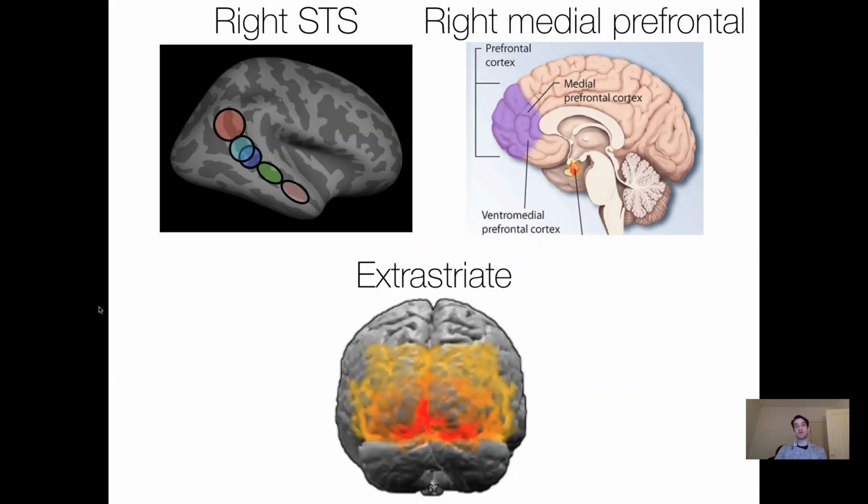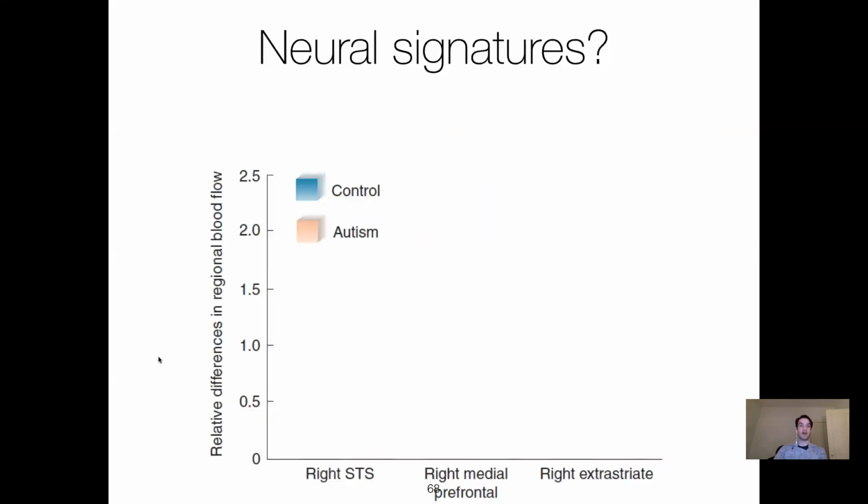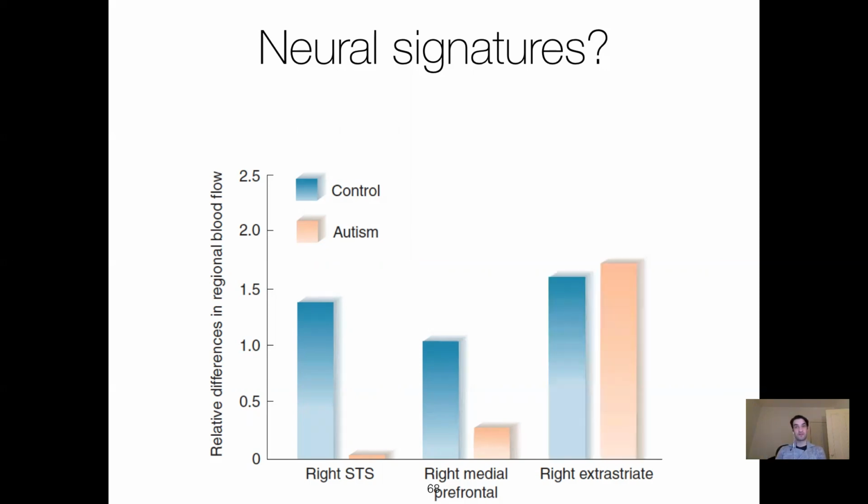And so it turns out that if you just look at STS, frontal regions, and visual regions, you can look at how active these regions are in control populations and autistics. And what you find is something like this: in the STS, it's much more active in controls than in autistics. In the prefrontal cortex, it's much more active in controls than autistics. Now, what's going to happen in just visual regions, LO, V1, basic visual regions early on in the occipital lobe? It's actually not really much of a difference at all.